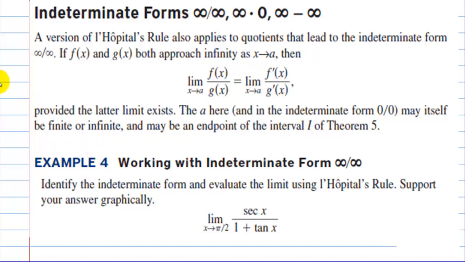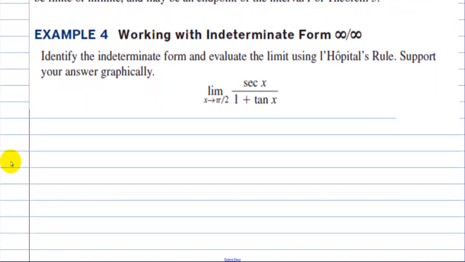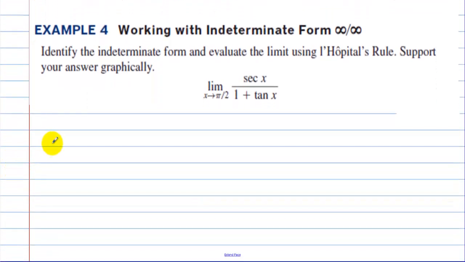Example 4. Working with indeterminate form infinity over infinity. Identify the indeterminate form and evaluate the limit using L'Hopital's rule. Support your answer graphically. We won't worry about that part.